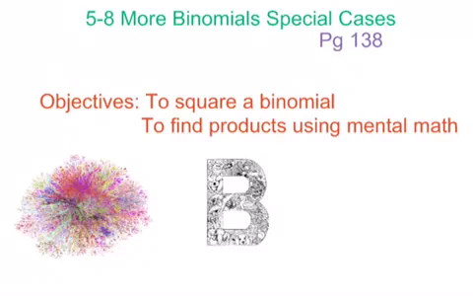Today we're going over 5-8, more binomials, special cases, on page 138 in the purple book. The objective here is to square a binomial and then define products using mental math, using similar techniques.